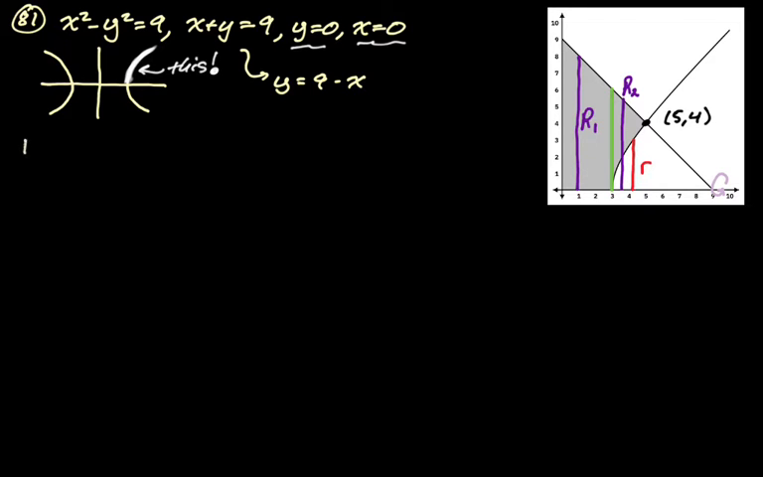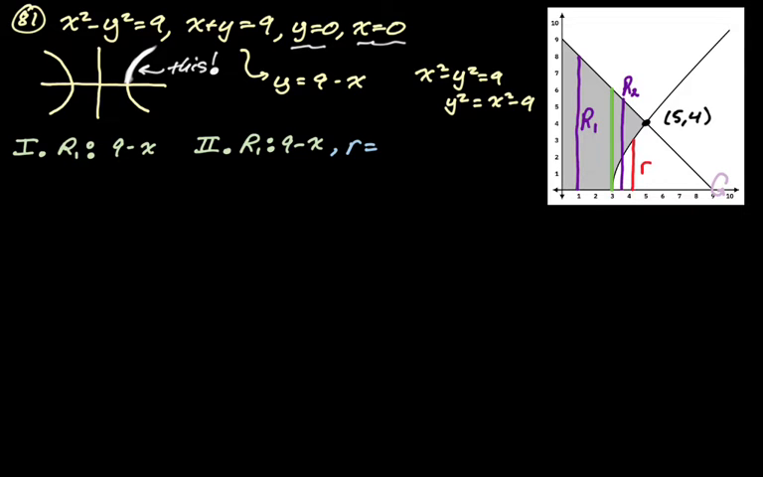All right, so the first region, big R, is just 9 minus x. And then for our second region, big R is again 9 minus x, and little r is something we need to work out, right? So little r is that hyperbola. So we start with x squared minus y squared equals 9. I'm going to rearrange that and solve for y. So y is the square root of x squared minus 9. So that's our little r.